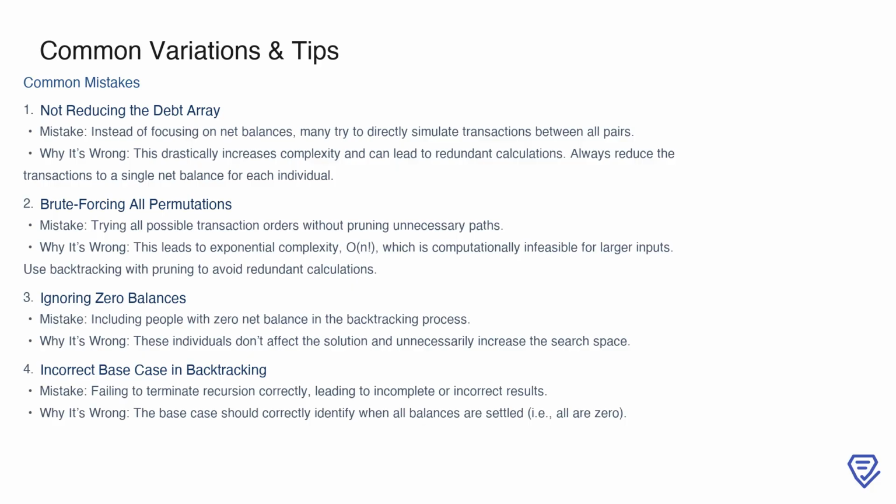Additionally, including individuals with zero net balance in the backtracking process is another mistake. These people do not impact the solution and only expand the search space unnecessarily. Lastly, an incorrect base case in the recursive backtracking process can lead to incomplete or incorrect results. Your base case must ensure that recursion stops only when all balances are settled, which occurs when all balances are zero. Addressing these issues is fundamental to building a correct and efficient solution.